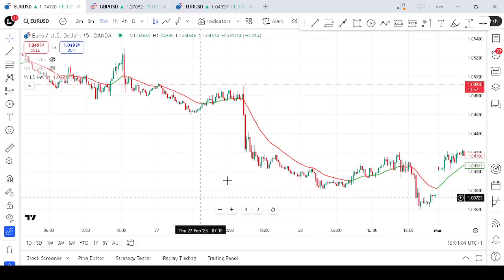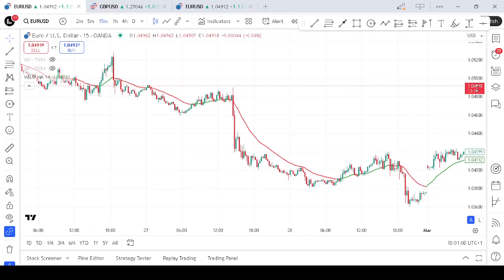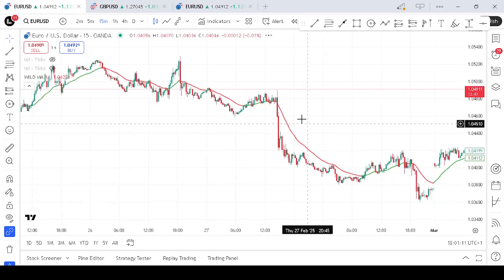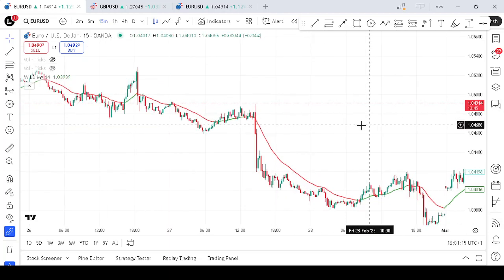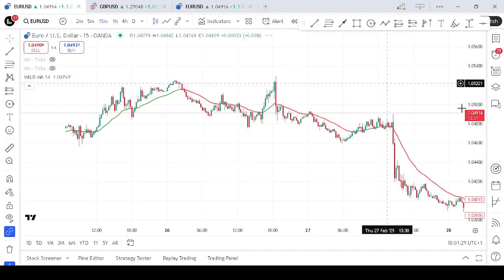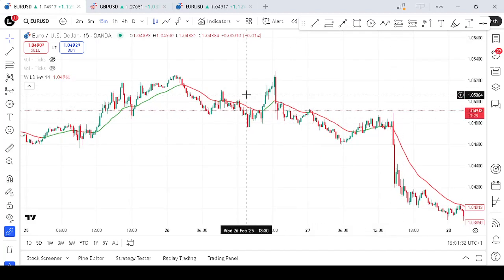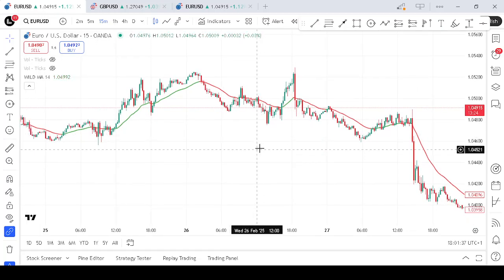In today's video, we are going to be talking about the Wilder Moving Average, a pivotal tool in technical analysis that can enhance your trading strategy. This moving average is renowned for its ability to adapt swiftly to market changes, offering you a sharper edge in identifying trends and potential reversals. So stick around until the end of this video to uncover how you can leverage the Wilder Moving Average for more precise entries and exits in your trade.